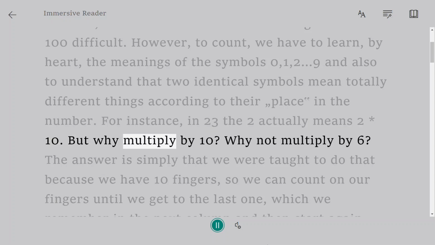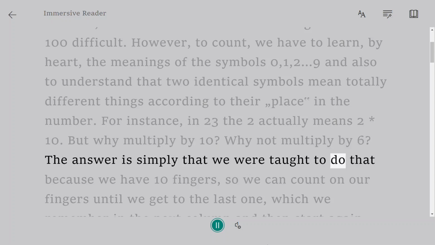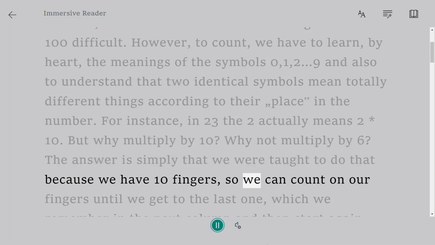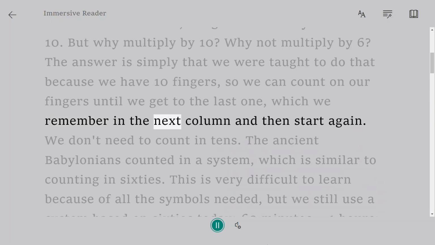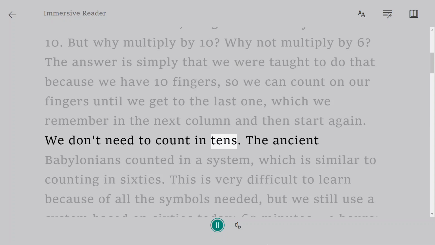But why multiply by 10? Why not multiply by 6? The answer is simply that we were taught to do that because we have 10 fingers, so we can count on our fingers until we get to the last one, which we remember in the next column and then start again. We don't need to count in tens.